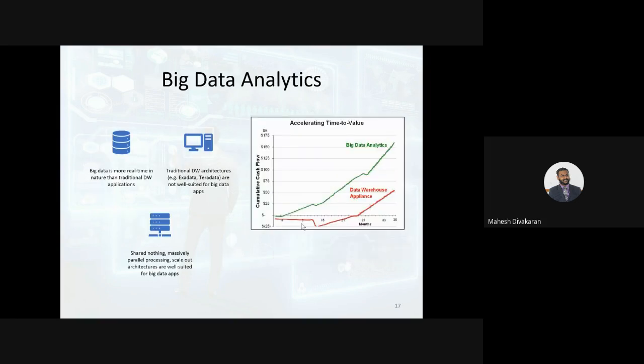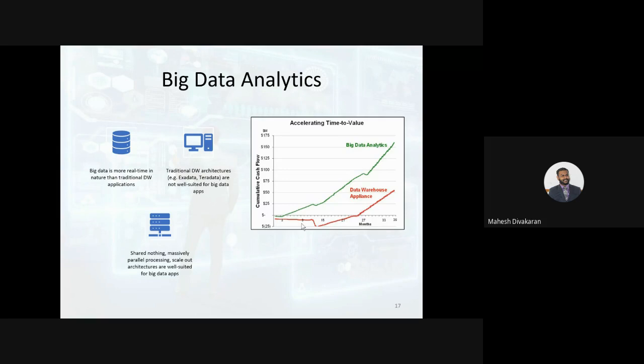When it comes to big data analytics, the time to value is also increasing compared to data warehouses. Big data is more real time and natural than traditional data warehouse applications. Initially, we were storing data in CSV files, Excel files, or SQL data sets. But now it has changed. We are taking data in real time, and we are processing all that data in real time.